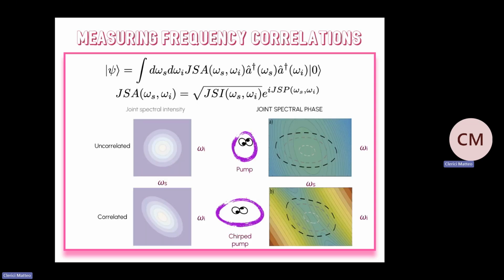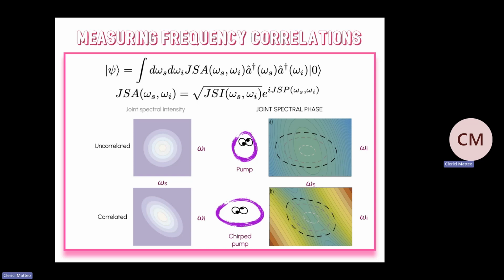And the point is that you can have spectral correlation also in the joint spectral phase. A very trivial scenario is where you consider the pump pumping your SPDC crystal. If the pump is transform limited, so if it has a flat phase, then your joint spectral phase can be flat as well. But if your pump is chirped, so you have a second order phase on your pump, then you get correlations in your joint spectral phase. So your photons will exhibit frequency correlation, even if, for instance, the intensity is uncorrelated.